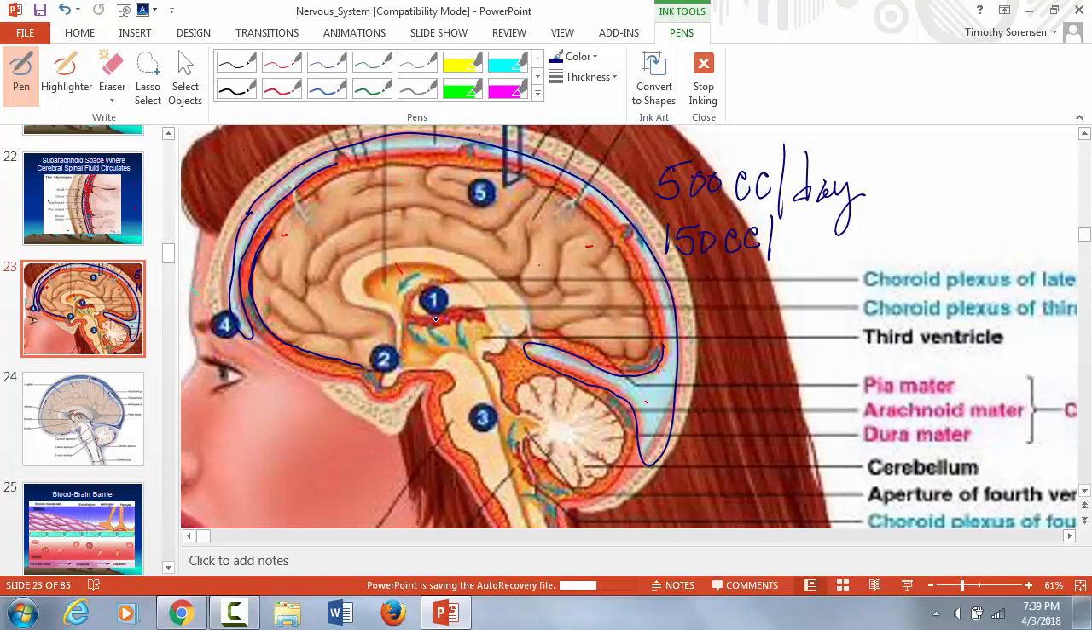Within the ventricles of the brain are a complex of capillaries and cells called the choroid plexus. The choroid plexus filters the plasma of the blood to form cerebral spinal fluid. So what's plasma mostly made out of? Water. 0.9% sodium chloride, right? Normal saline. So what color should cerebral spinal fluid be? It should be clear. So when they do a spinal tap on somebody and see that it's cloudy or bloody, that's never a good sign.